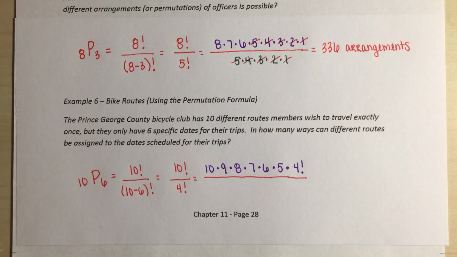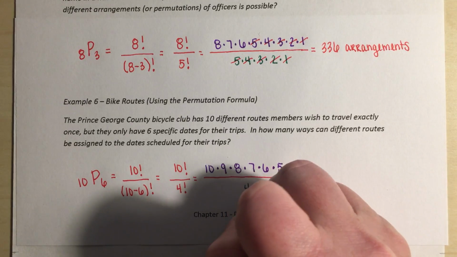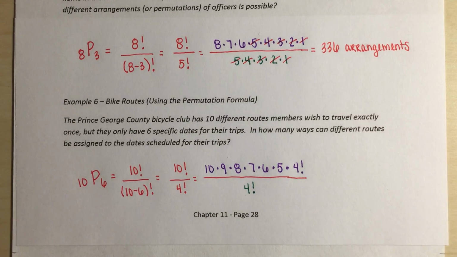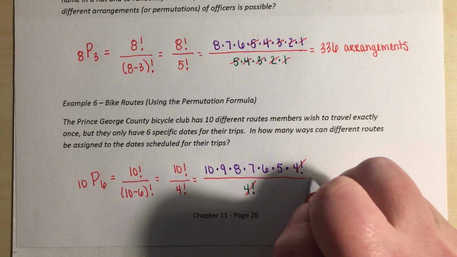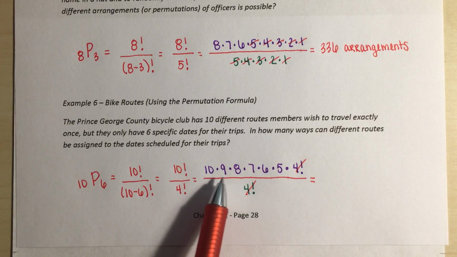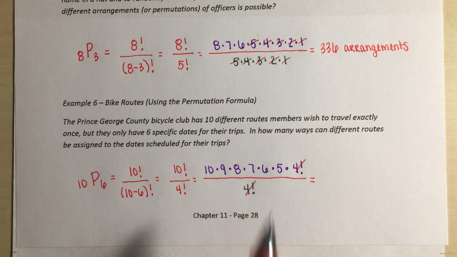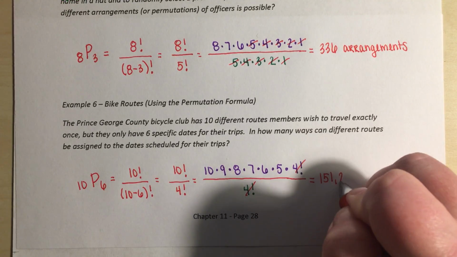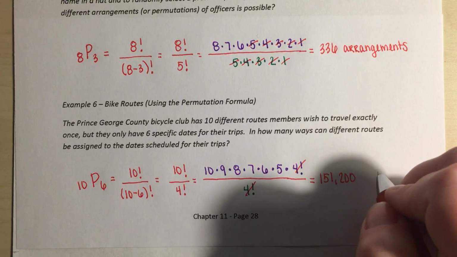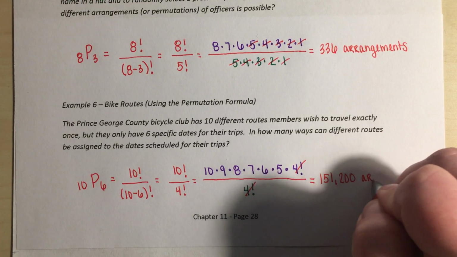That way we can just cancel out what we have in our denominator, that 4 factorial, without having to write every single digit out for each of these. Right? So those are going to cancel. We multiply what we have left, 10 times 9 times 8 times 7 times 6 times 5. And that's going to give us 151,200 possible arrangements.